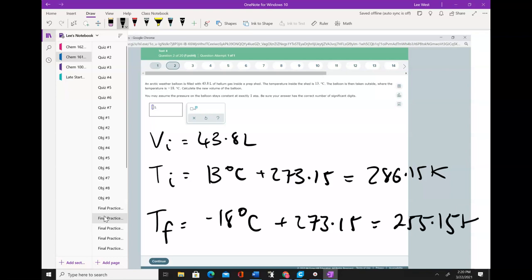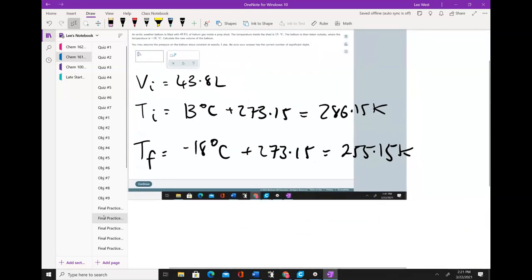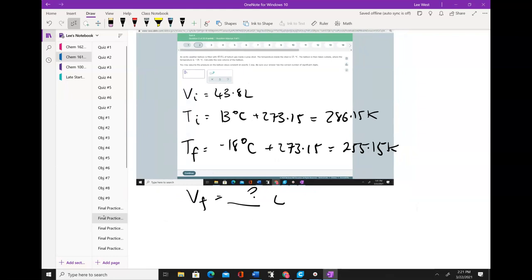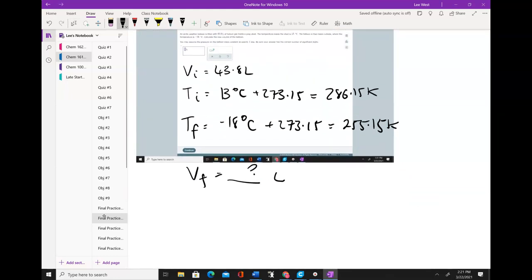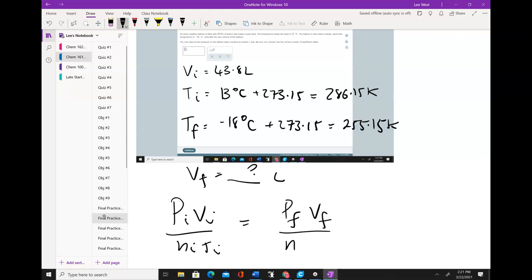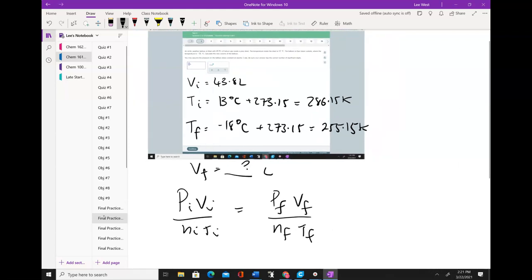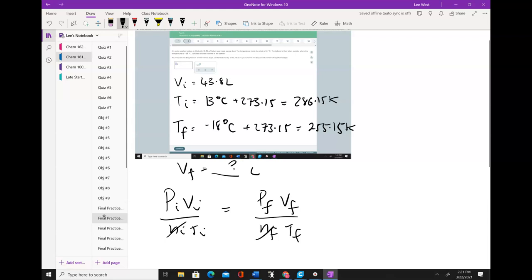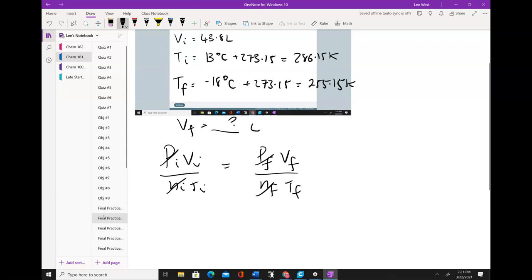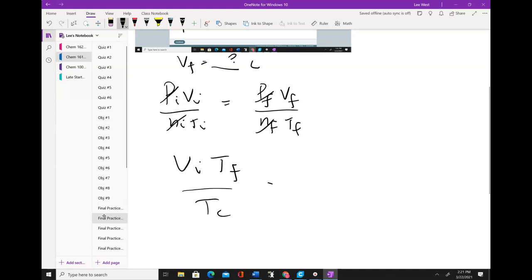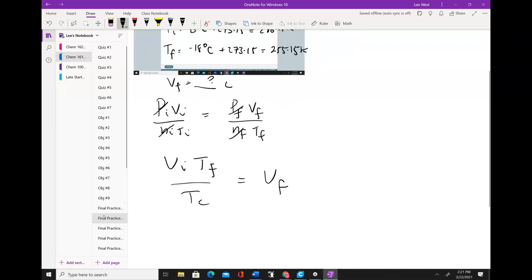All right. So I'm betting they're going to ask what is the new volume. There we go. Volume final. How many liters is that one? Okay, so we're changing from an initial state to a final state. And so we're going to use the combined gas law. P initial, V initial, N initial, T initial is equal to P final, V final, N final, T final. Now the amount of gas didn't change. The pressure didn't change. It's still just 1 atmosphere. So there we are. It's a Charles's law problem. So we want to solve for the final volume. So it's going to be V initial, T final over T initial equals V final. Plain old algebra.